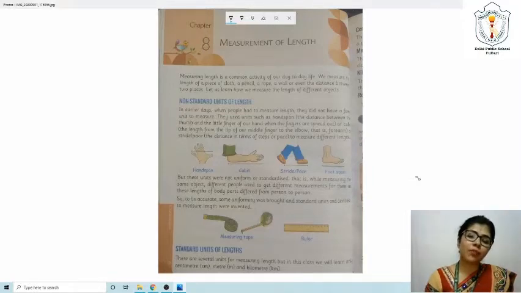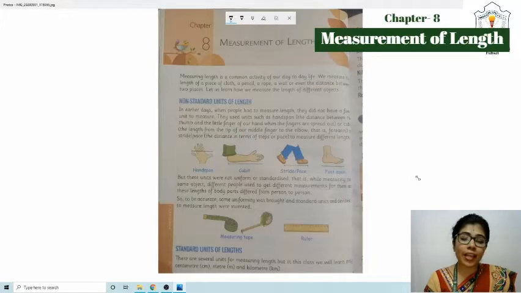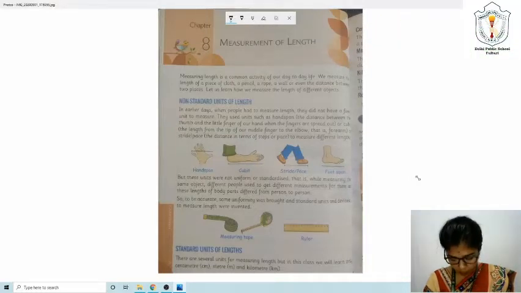So I welcome you to another online class, an audiovisual class of mathematics, and today we will start with the chapter that is measurement of length. It is your chapter number 8. You have it in your book 4. Chapter number 8, that is measurement of length.